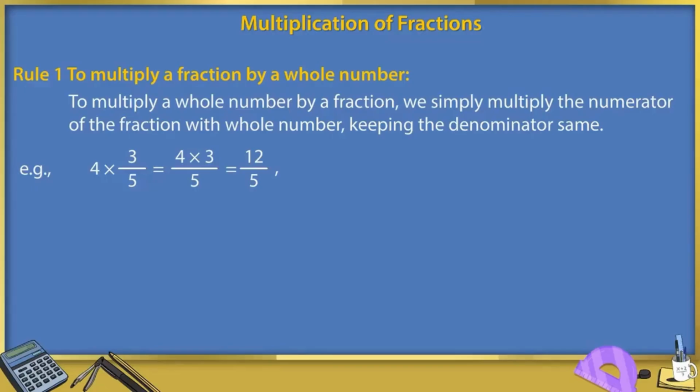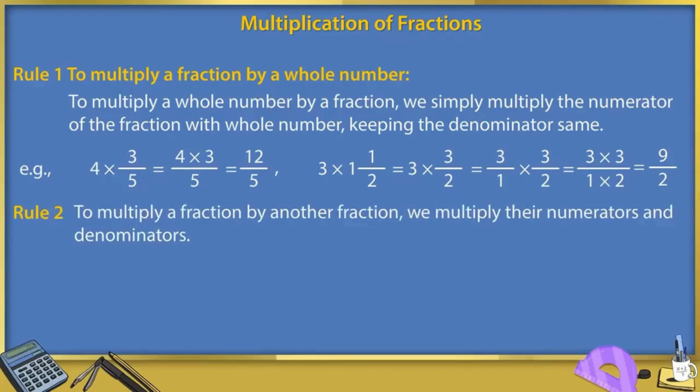to 12/5. 3 into 1 1/2 is equal to 3 into 3/2, which is equal to 3/1 into 3/2, which is equal to (3 into 3)/(1 into 2), which is equal to 9/2.